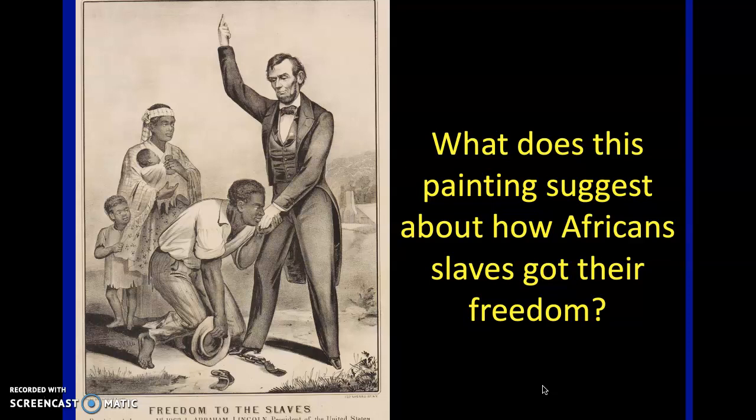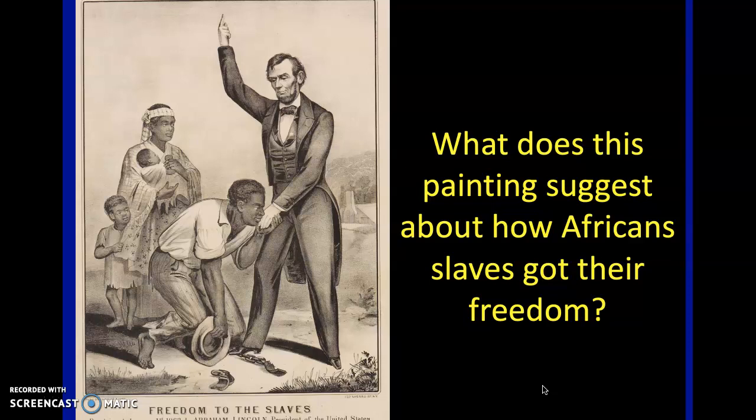So I'm going to pause now whilst you write a brief answer to that question, which is, what does this painting suggest about how African slaves got their freedom? Brilliant. So you should have written about 2 or 3 sentences on that.